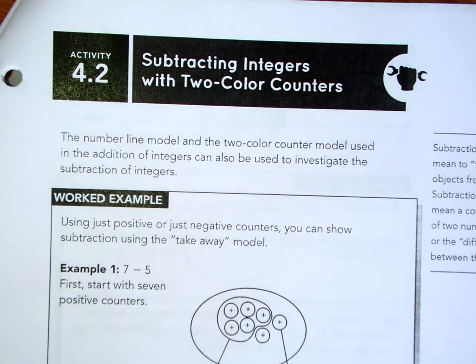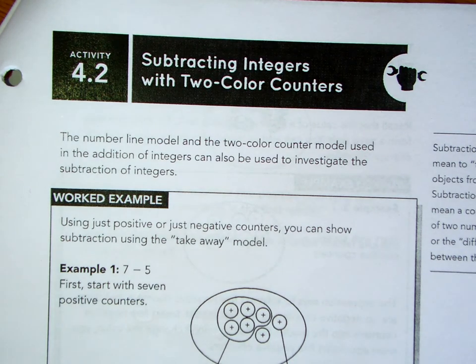Some class periods got to this, some didn't. The number line model and the two-color counter model used in the addition of integers can also be used to investigate the subtraction of integers. Subtraction can mean to take away objects from a set. Subtraction can also mean a comparison of two numbers or the difference between them.